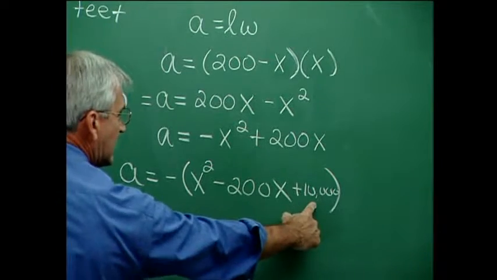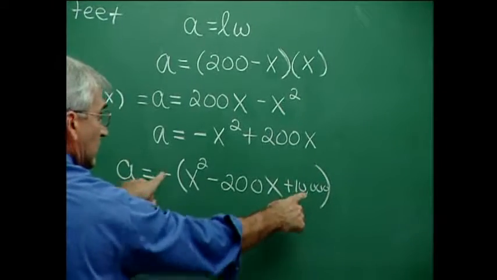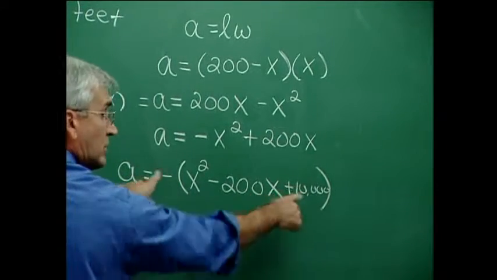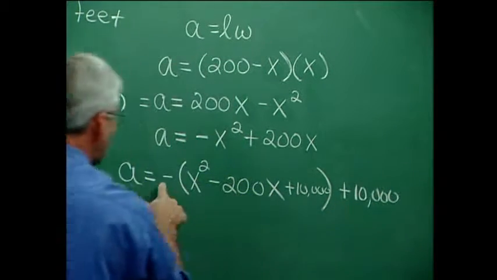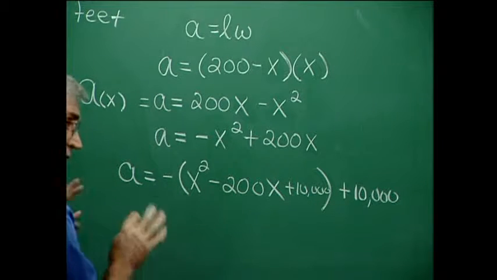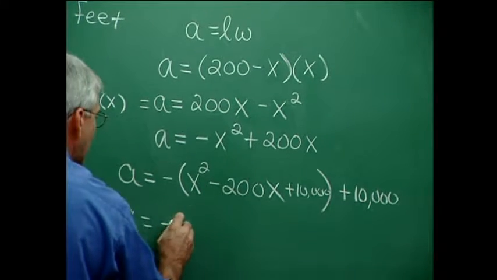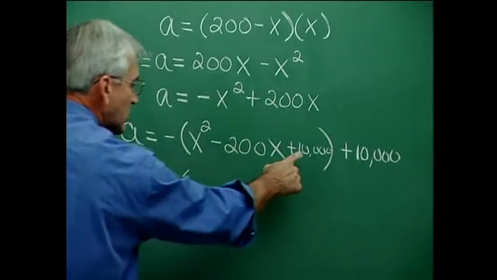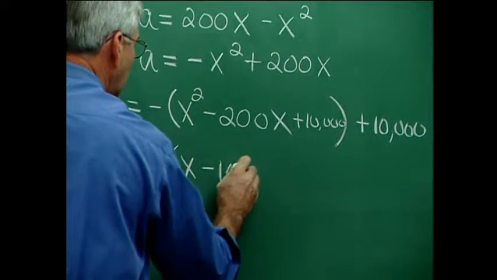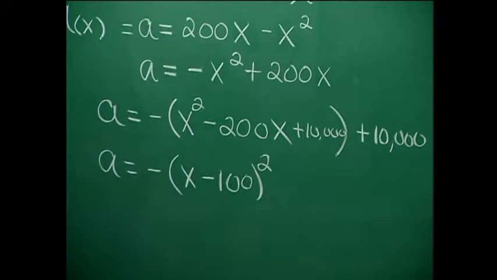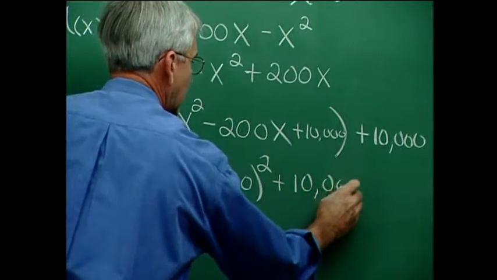But if I add 10,000 here, oh, wait a second, what am I really doing? I'm really subtracting 10,000. So if I'm subtracting 10,000, I need to add 10,000 out here. So we have to be careful about that and make sure we look at this coefficient when we're considering that idea of balancing the equation. All right, now I can factor. I've got minus. Now let's see, what did I square here? I squared negative 100. So it's x minus 100 squared, you see, that goes in the parenthesis for the factored form. And then plus 10,000.